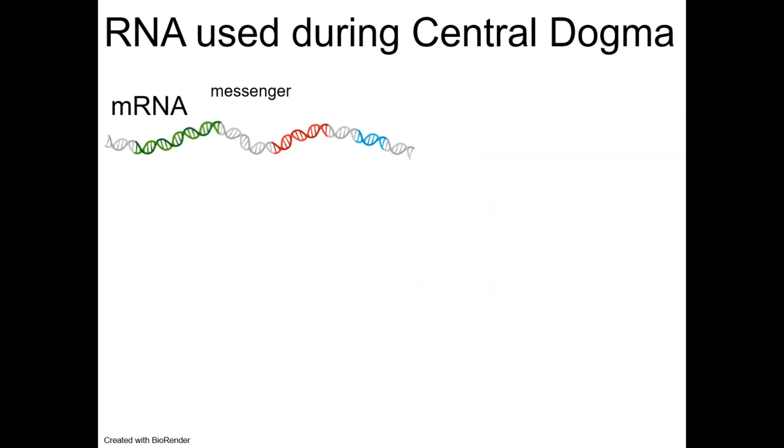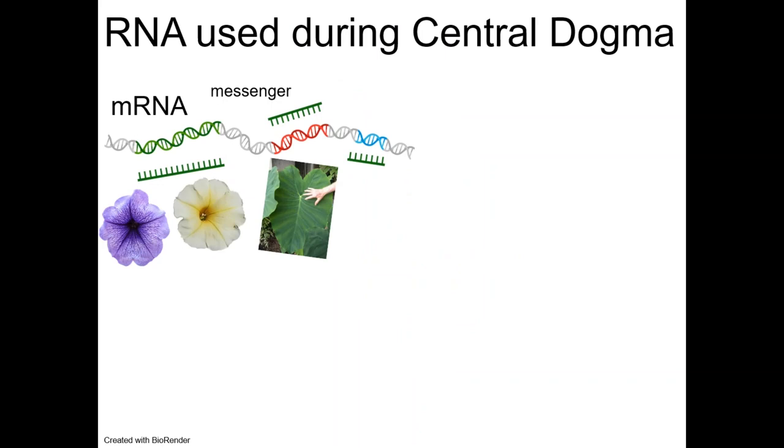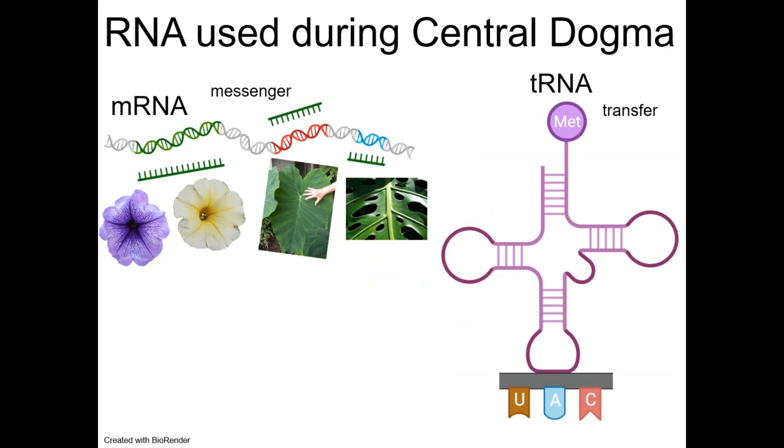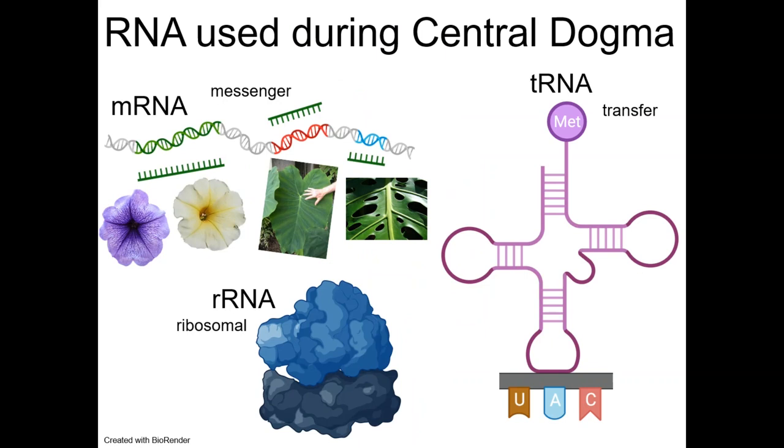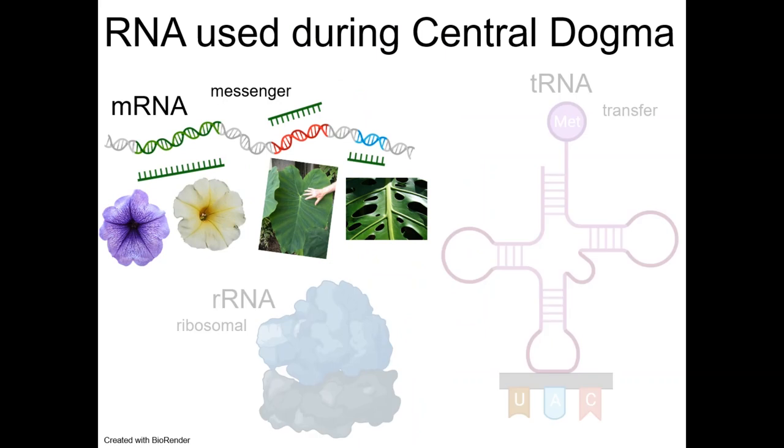RNAs found in Central Dogma include messenger RNA, which are small molecules that have been transcribed from DNA and will eventually be used to create proteins, which determine flower color and leaf shape and size. Transfer RNA, which are molecules that carry amino acids to the ribosome, and ribosomal RNA. For now, we will focus on mRNA.